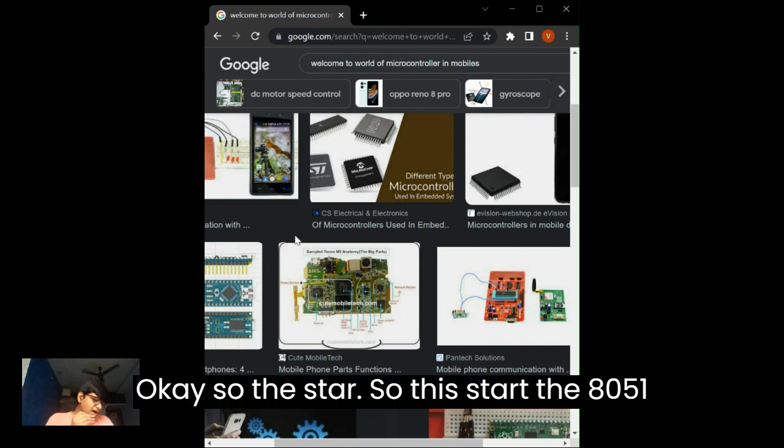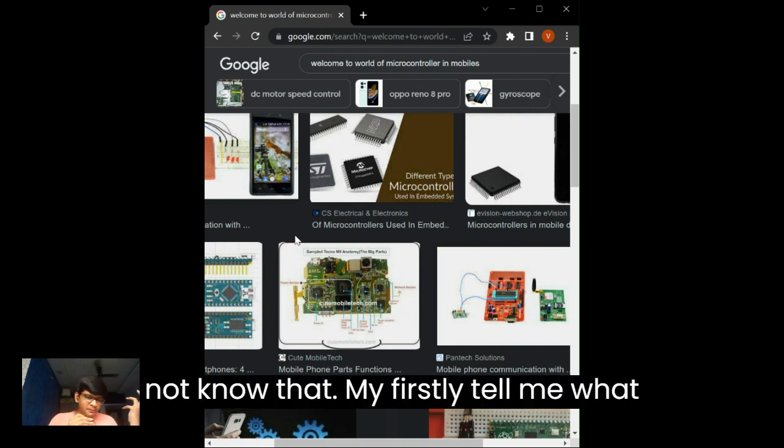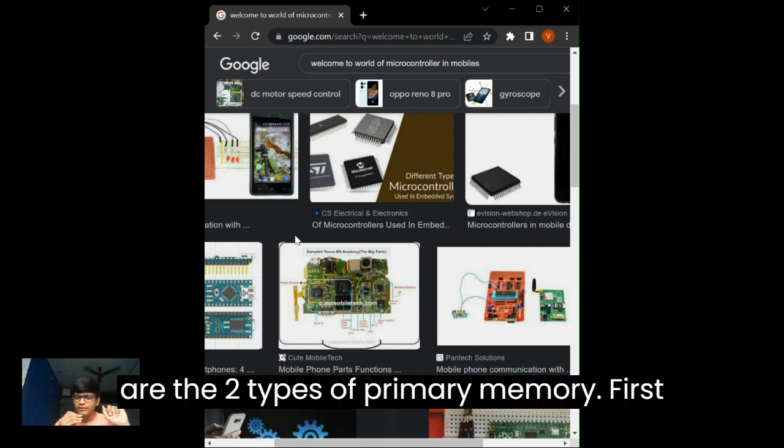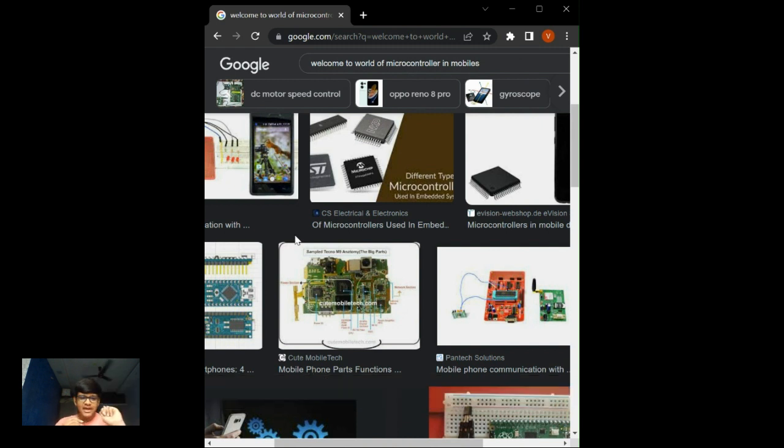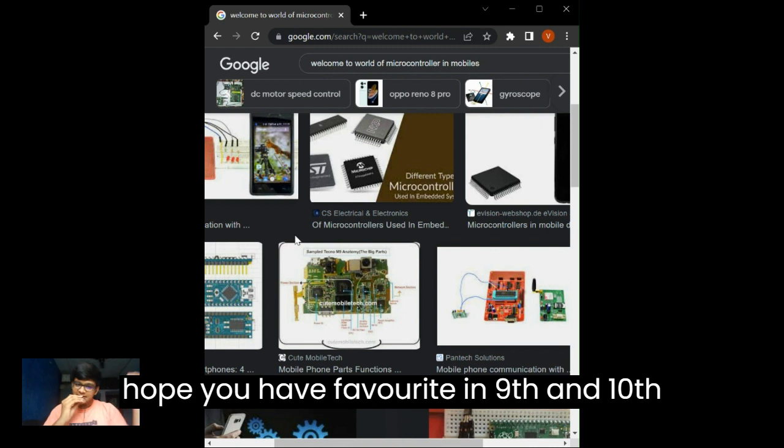To start with the 8051 microcontroller, you may or may not know this. Firstly, tell me, what are the two types of primary memory? First is RAM, second is ROM. RAM is volatile, ROM is non-volatile. I hope you have studied it in the ninth and tenth classes.